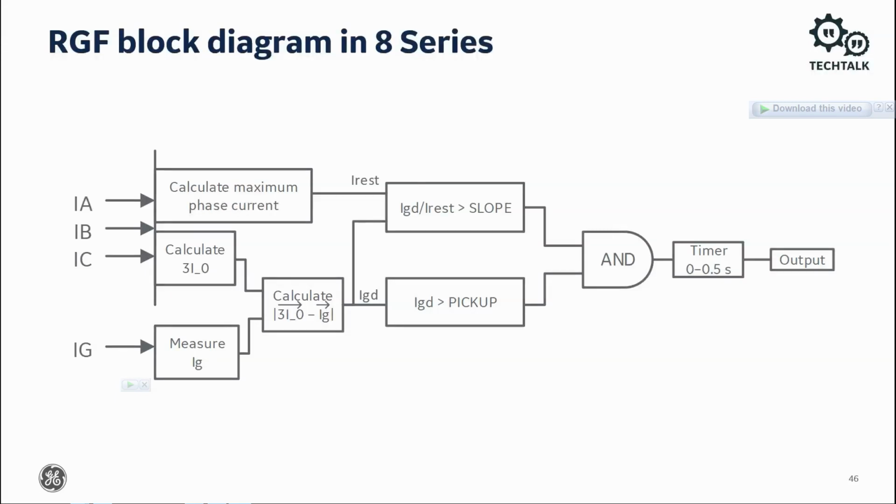Here's the block diagram for the 8 series. The ground differential current is a vector sum calculated from the phase CT's neutral current, 3I0, and the measured winding neutral ground current, IG. The slope is developed by using IGD, the ground differential current, and I restraint, which in the 8 series is the maximum phase current.